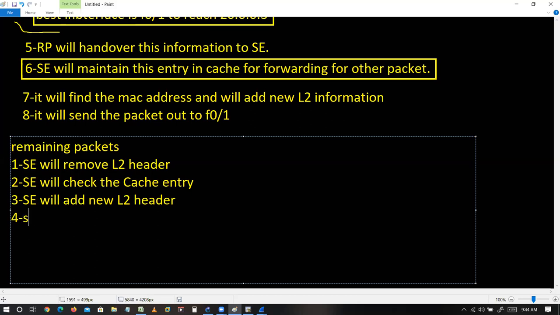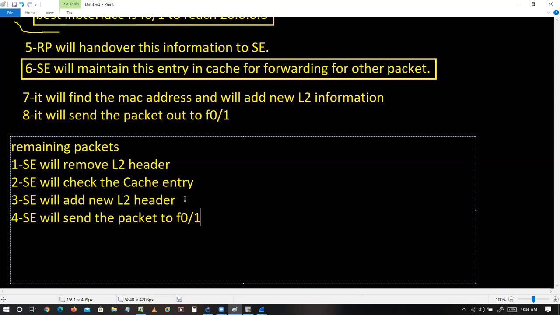And fourth step, the switch engine will send the packet to F0/1. Okay, so these will be the steps. Any doubt at this point?